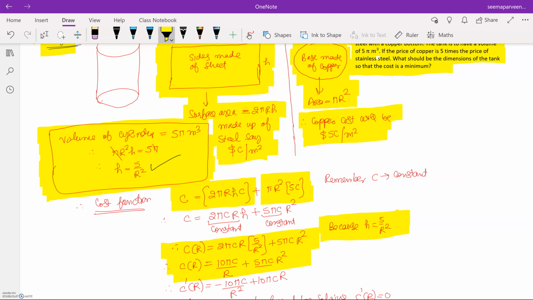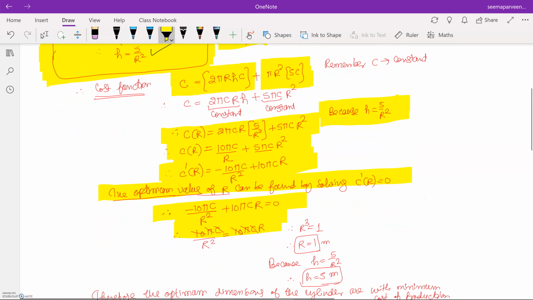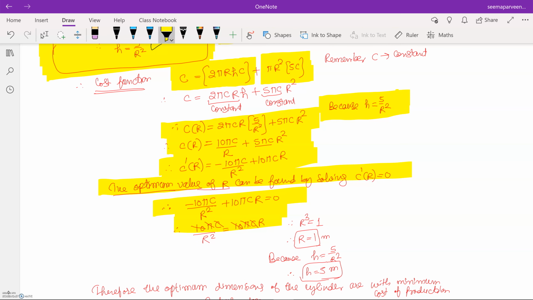When we find the derivative and solve for derivative equal to 0, that will help us to find the optimum value for the dimensions of the cylinder. So I did find the derivative and put it equal to 0, and after simplification you can go through my solutions, how I did solve this. But if you know how to find the derivative, you can solve for C prime r equal to 0. And at the end, I got r cube equal to 1. Therefore, the optimum value for radius has to be 1 meter.